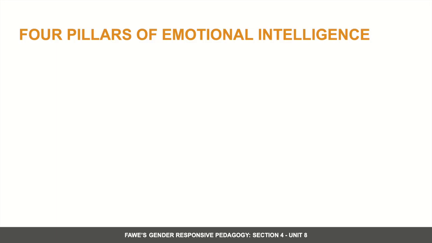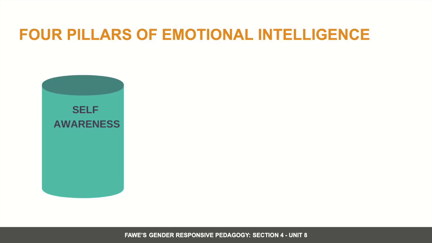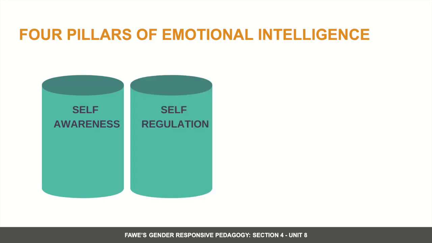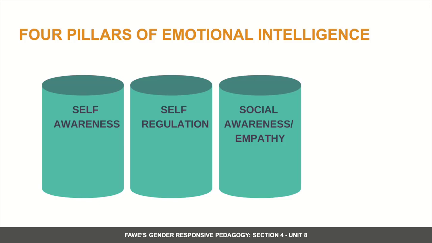Daniel Goleman is a psychologist and author who literally wrote the book on emotional intelligence. According to Goleman, there are four pillars of emotional intelligence. First, self-awareness, the ability to perceive and identify our feelings. Self-regulation, the ability to regulate and respond appropriately. Social awareness or empathy, the ability to see things from another person's perspective and to take into account their individual thoughts and feelings about an experience.